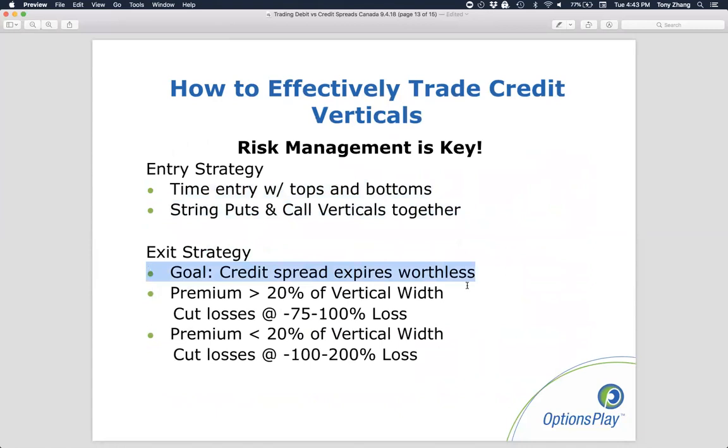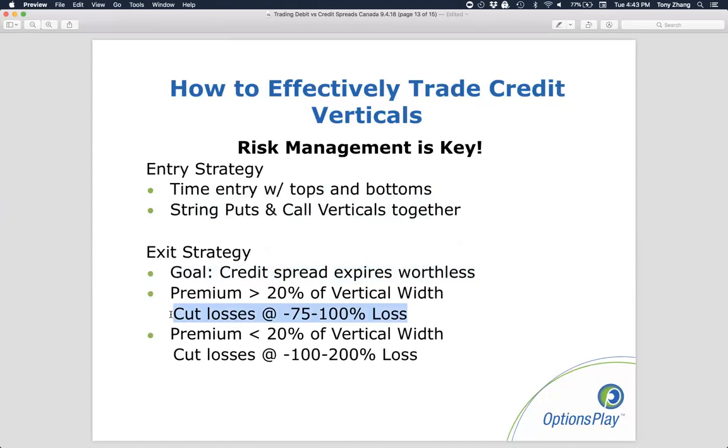Now, if the trade doesn't go in your favor, this is where it gets a little trickier, because it depends on how much credit you've received with respect to the width of the vertical. So we talked about the vertical width being the distance between the two strikes. If the premium that you received is greater than 20% of that vertical width, you want to cut your losses when you've lost anywhere from 75 to 100% of the credit that you received. So if you received $1 in credit and that spread is now trading at $2 or more, time to cut your losses.